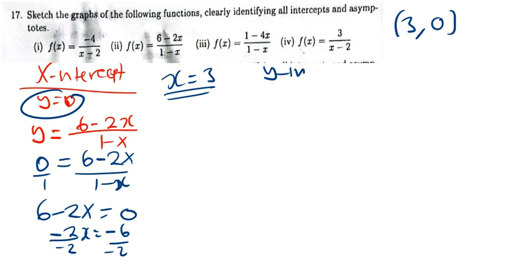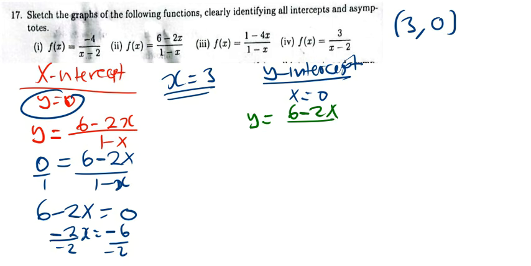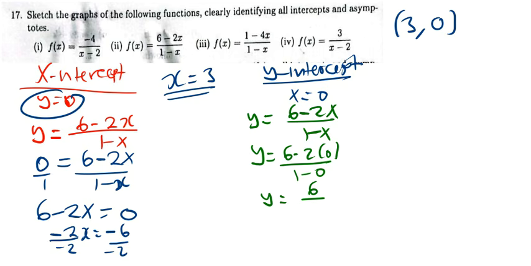Y-intercept: x has to be 0. Then you say y is equal to 6 minus 2x divided by 1 minus x. Where there is x, put 0. Y is equal to 6 minus 2 times 0, over 1 minus 0. So y will be equal to 6 divided by 1. Y is equal to 6. When x is 0, y is 6. For the intercepts, I'm done. Who is behind on how to find the intercept?